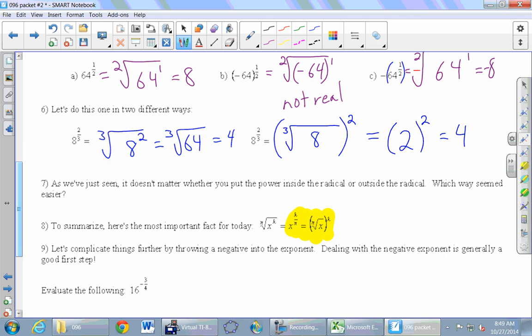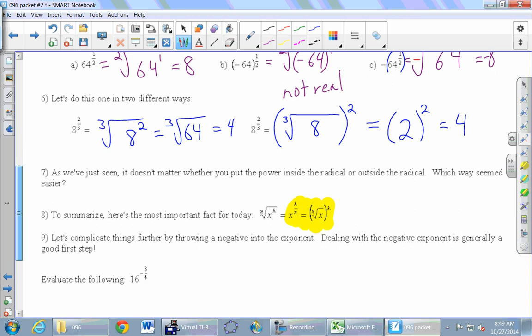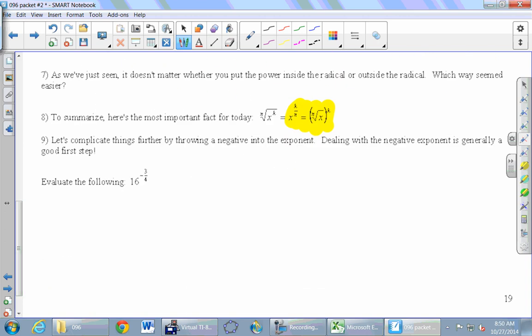All right, and then last example for today is number 9. Says we're going to make things even more complicated by throwing a negative into the exponent. So 16 to the negative 3/4. It's a negative exponent, and it's also a fraction exponent. Oftentimes, here's my suggestion for the good first step, is deal with that negative exponent first. So let's deal with the negative exponent first.